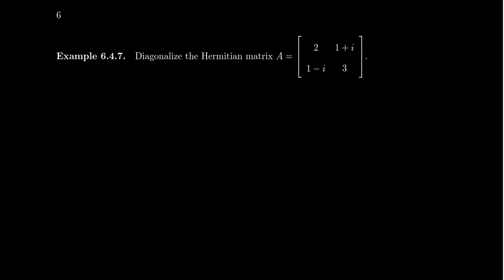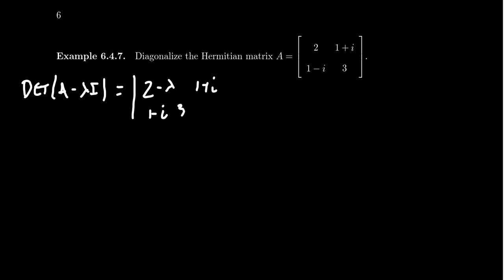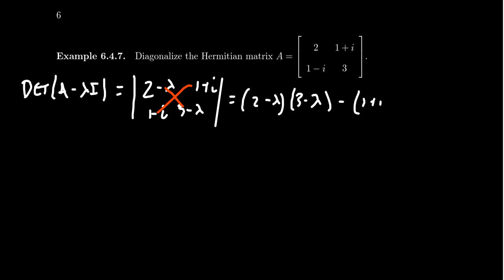The characteristic polynomial of this matrix, remember, is the determinant of A minus lambda I. We don't know what the lambdas are yet. We'll treat it as a variable. And so we're taking the determinant here, 2 minus lambda, 1 plus i, and then 1 minus i, and then we get 3 minus lambda. As this is just a 2 by 2 matrix, we can take the product of the diagonals and subtract them. So we get 2 minus lambda times 3 minus lambda. And then we're going to subtract from this 1 plus i and 1 minus i right there.